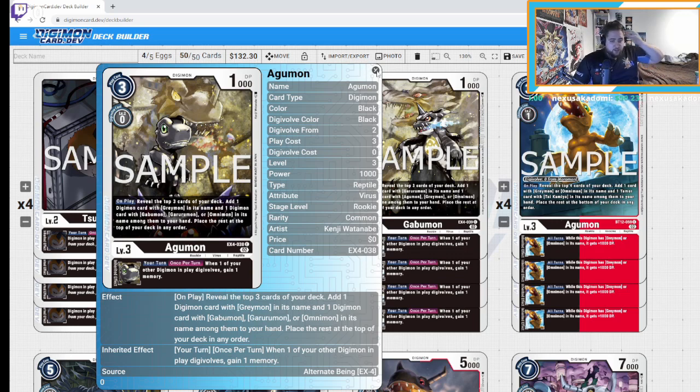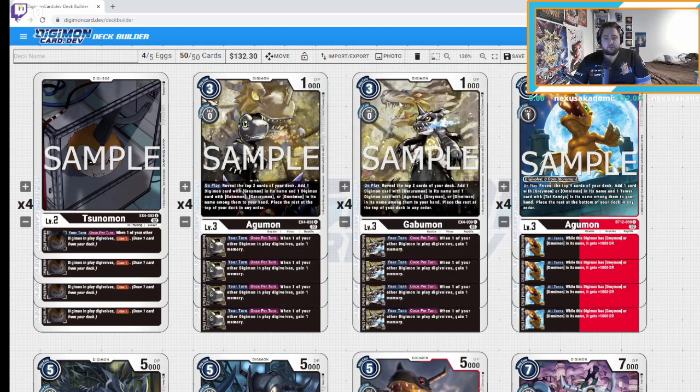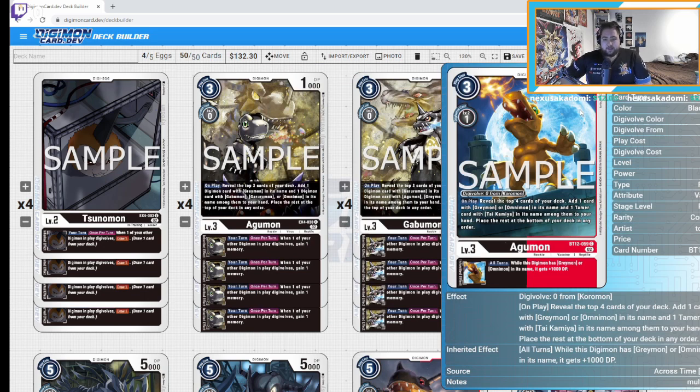And as inherited, when one of your Digimon digivolves, gain 1 memory, which is pretty good, because then you need the memory again, and the evolution costs are a little bit reduced. Garumon at the same time searches for Garumon, Agumon, Greymon, or Omnimon, which is pretty nice, and you gain more memory back. Since we don't have many rookies, I play the Agumon from BT12 that says reveal the top 4 cards of your deck, add 1 card with Greymon or Omnimon in its name, and 1 tamer card with Tai.